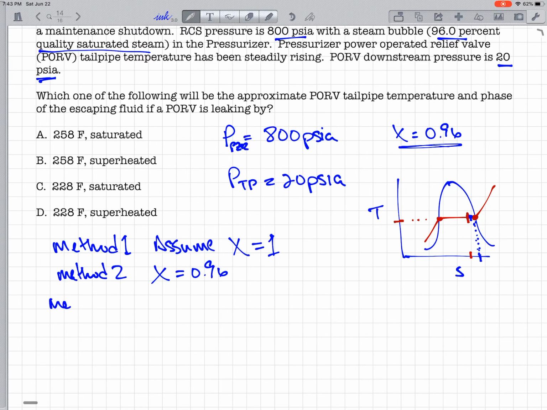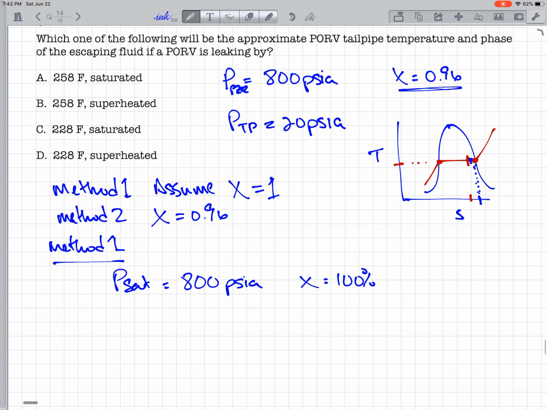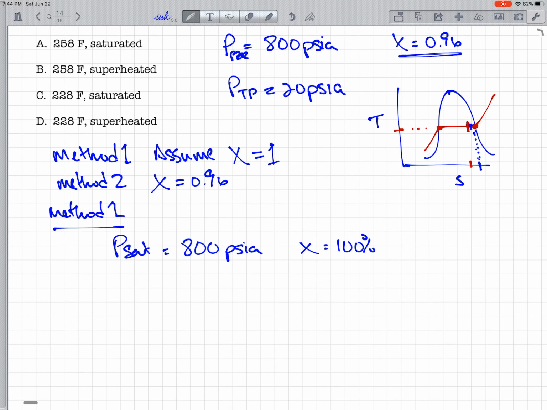Alright, so method 1. So Psat equals 800 psia. Now we're going to say quality equals 100% steam. So now we have to find what? What are we looking for? We're looking for the enthalpy, right? Enthalpy at 800 psia is going to be equal to the steam enthalpy at 800 psia because the quality is there. So we're going to look that up in the superheated table.